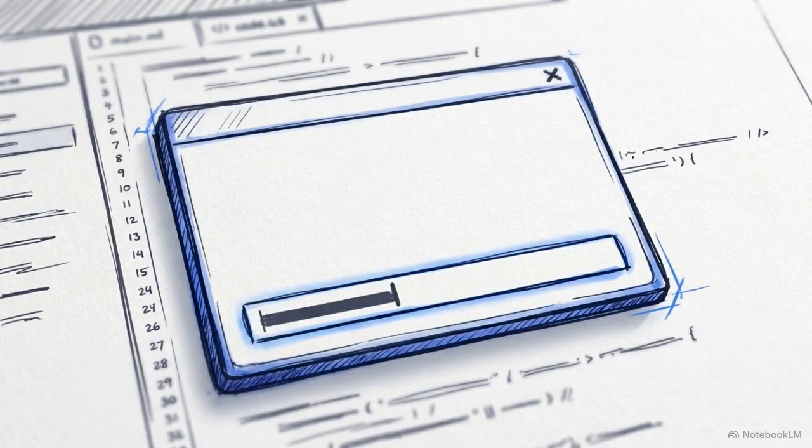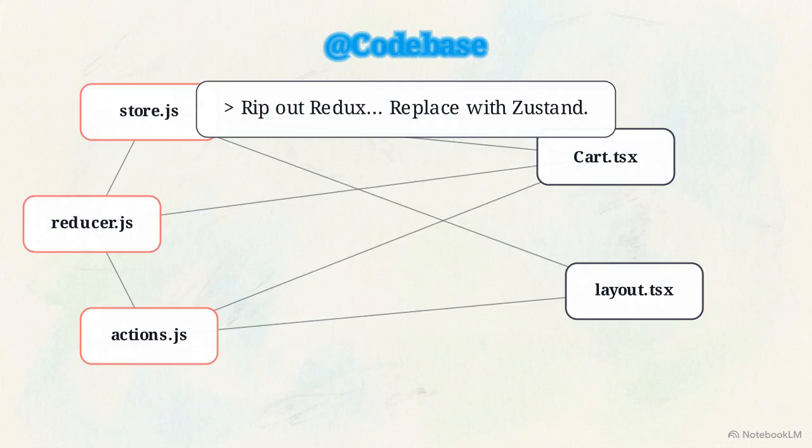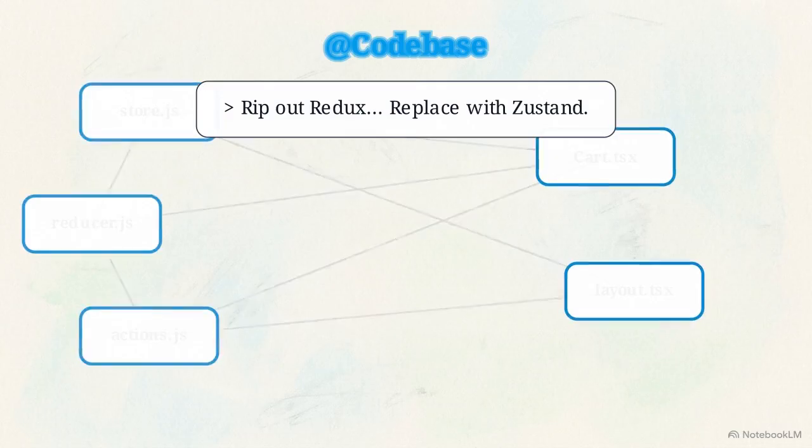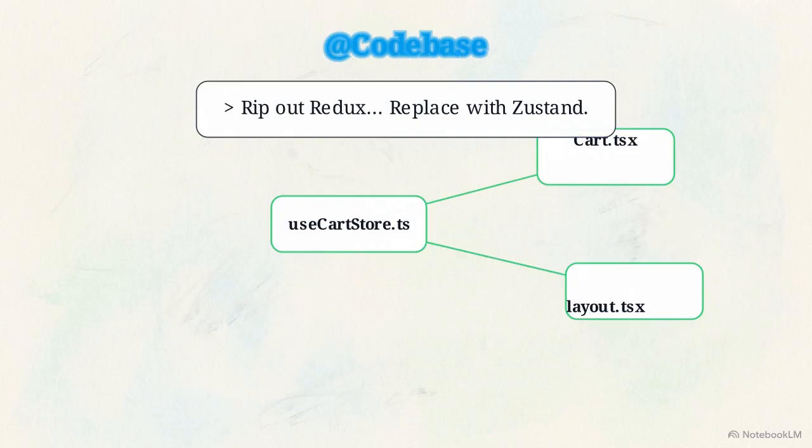This opens Composer. From here, we tag the entire codebase to give the AI full visibility of our project structure. We type our command: rip out Redux entirely, create a new Zustand store, and update specific components to use new hooks. The execution is immediate. The IDE drafts changes across the entire application concurrently, wires up new interfaces, and removes the legacy boilerplate.